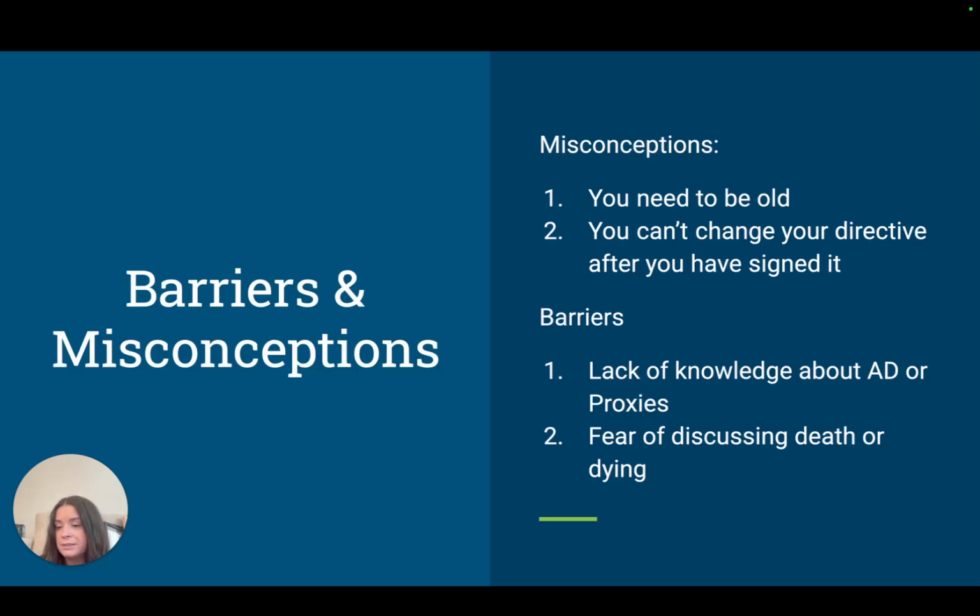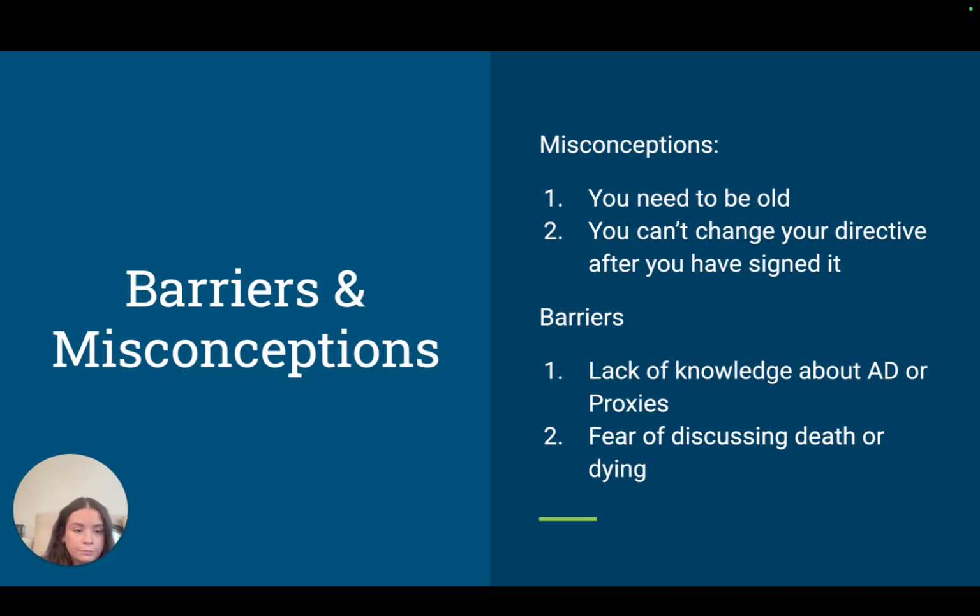There's plenty of barriers and misconceptions when it comes to advanced directives. Like I spoke about in the earlier slides, you definitely do not need to be old to have an advanced directive, and you definitely can change your advanced directives once they're put into place. Those two are very big misconceptions because you can have an advanced directive at any age, and if you decide to change your mind in 20 years or even 5 years, you're well within your free will to do so.